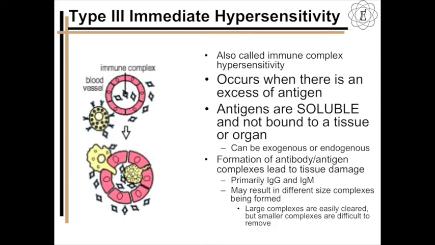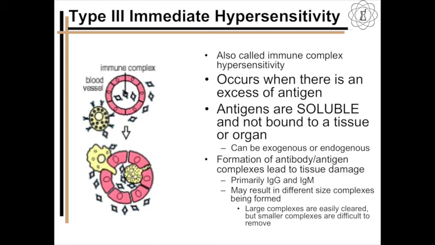Type 3 immediate hypersensitivity is what we call an immune complex hypersensitivity, where there's an excess of antigen. Those antigens are not bound to an organ. They're basically just floating around. And so what happens is you've got this lone antigen just kind of hanging out there, and the antibody finds it and says, oh wait, I should be binding to you, and it binds to it. And what you end up with is what we call an antibody-antigen complex. And that antigen-antibody complex, if the two of them combined are big enough, they're going to kind of circulate. They're just going to follow the blood around the body. And usually the liver is going to scavenge those out, and scavenge them out pretty well.